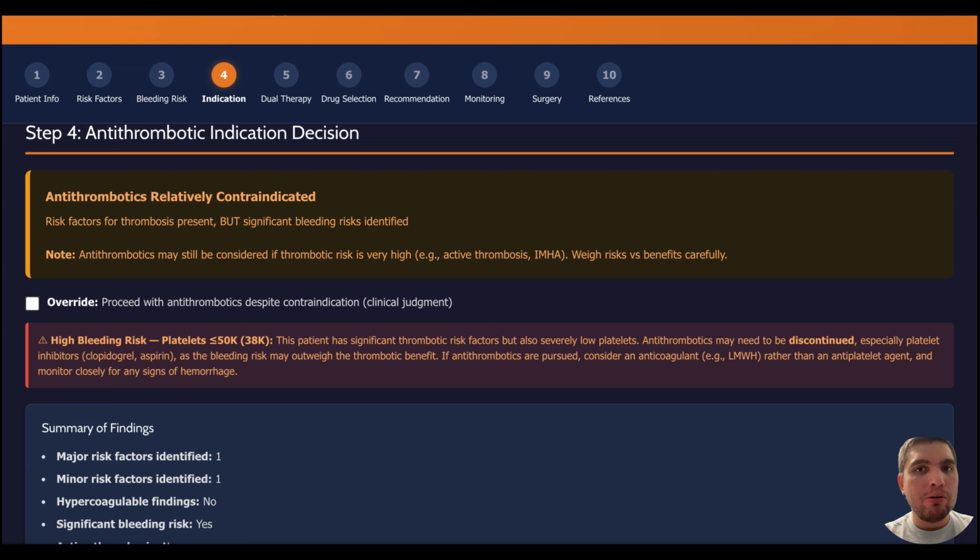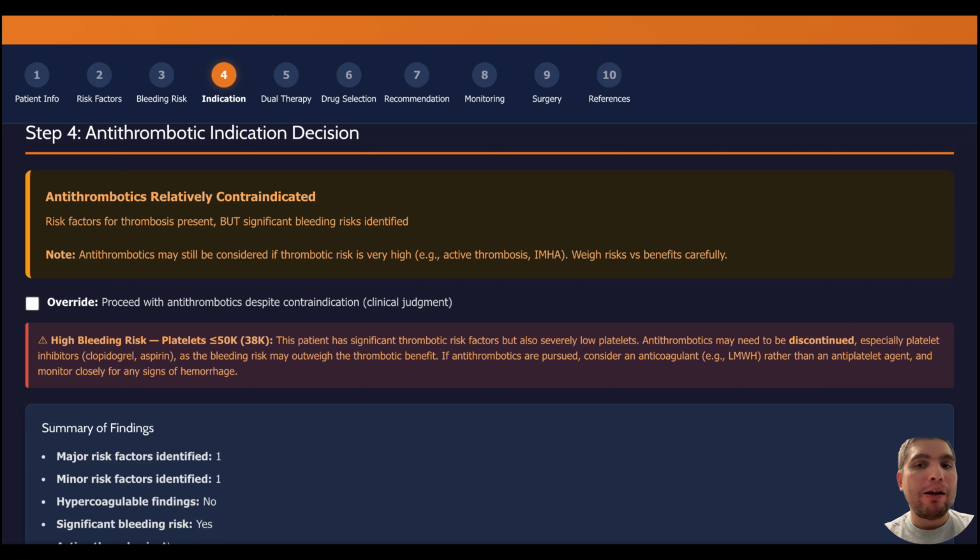So for now, again, I'm going to follow this recommendation. I'm not going to start antithrombotics, but I may reassess this patient in the next 24 hours, recheck platelets, and then go from there. Also, in real life, in this specific case, we had access to viscoelastic testing, which also was hypocoagulable, which further supported our decision not to start antithrombotics.